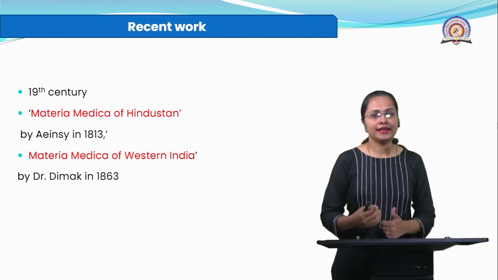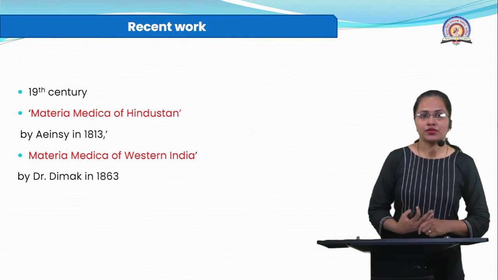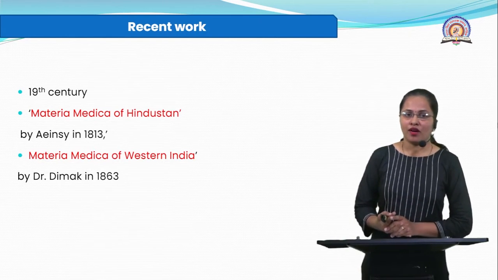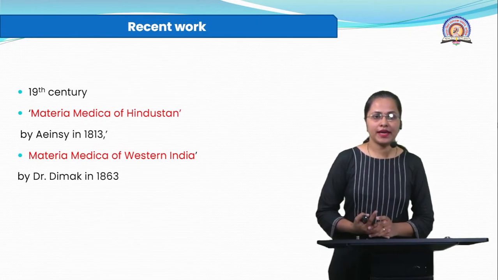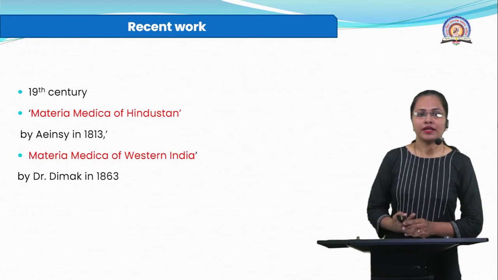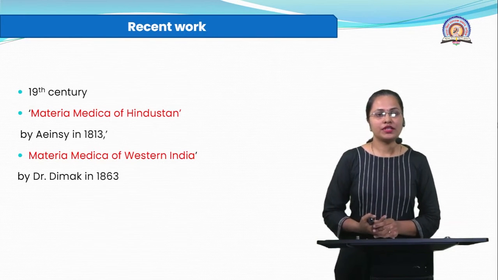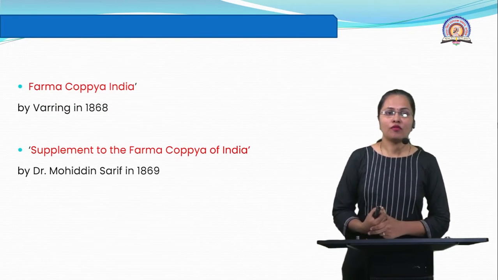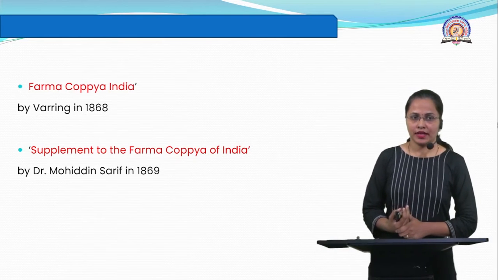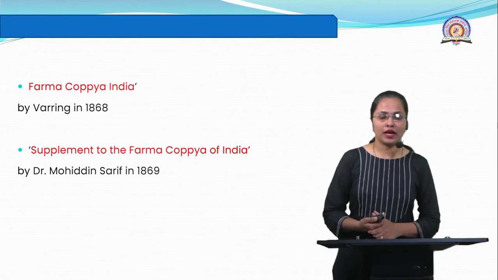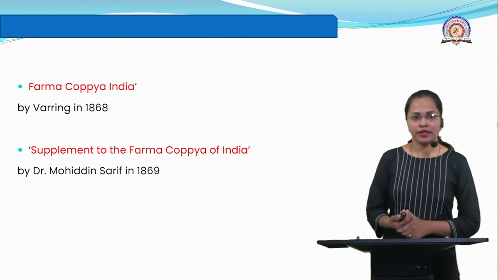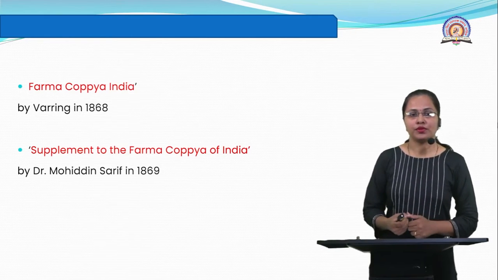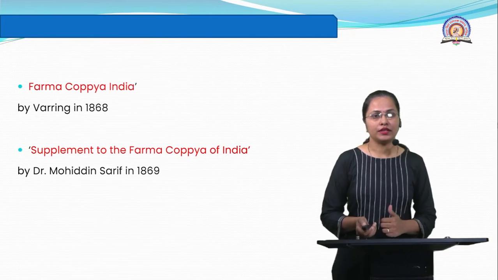Then in the 19th century there was milestone work for Indian pharmacognosy and ethnobotany. The Materia Medica of Hindustan was written by Ainslie in 1813, and the Materia Medica of Western India was written by Dr. Dymock in 1863. Pharmacopoeia of India was written by Waring in 1868, and supplement to the Pharmacopoeia of India was written by Dr. Muhammad Sharif in 1869. In the 19th century, these contributed to form a literature of Indian ethnobotany.